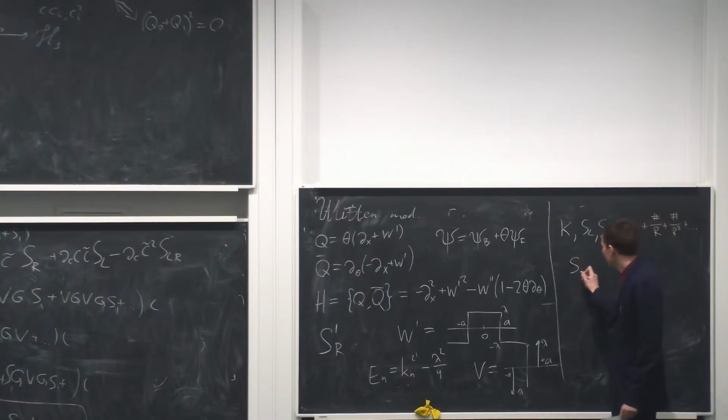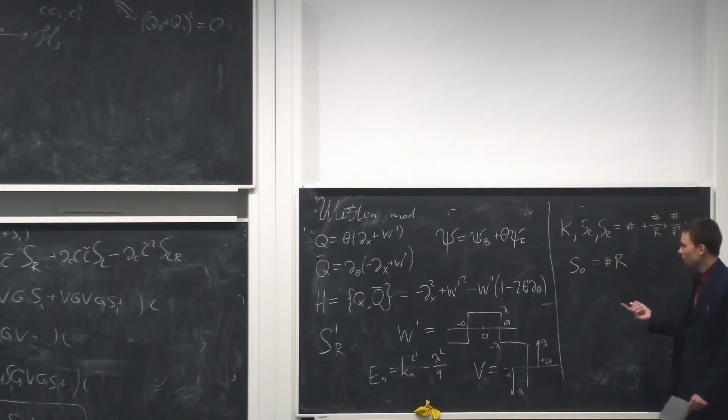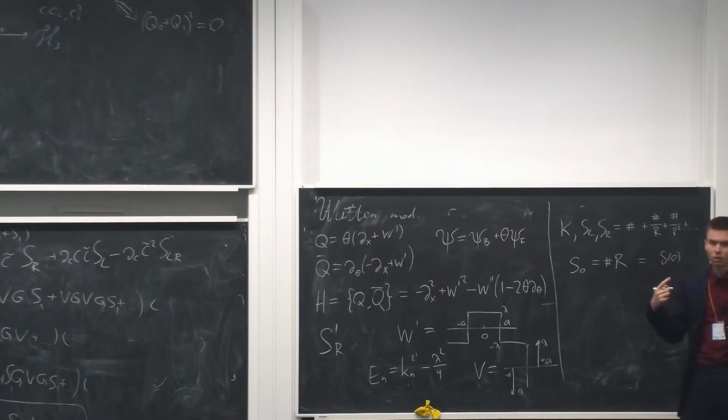However, this S naught is actually proportionate to R. And as R goes to infinity, this becomes just the delta at 0. But this is expected, as S naught acts from on shell to on shell. So obviously it has a delta peak there. So what does it mean for our relation?